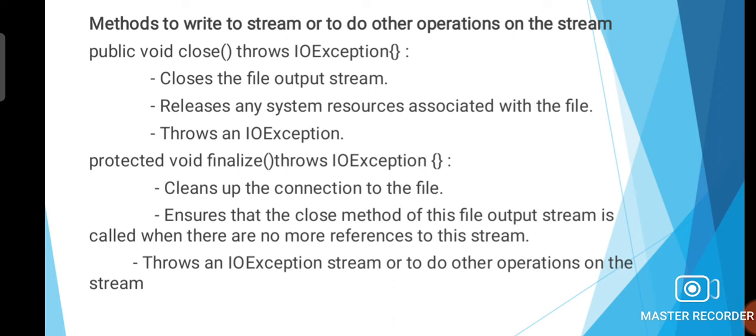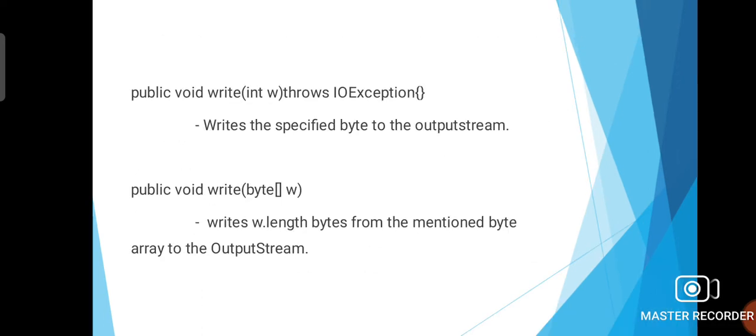Similarly, the finalize method is there, which is used to clean up the connection to the file, and ensures that the close method of the file output stream is called when there are no more references to the stream. So when there is no more usage of the particular stream, the close method will be called so that the entire memory will be deallocated and the entire references will be cleaned up. It will also throw an input output exception.